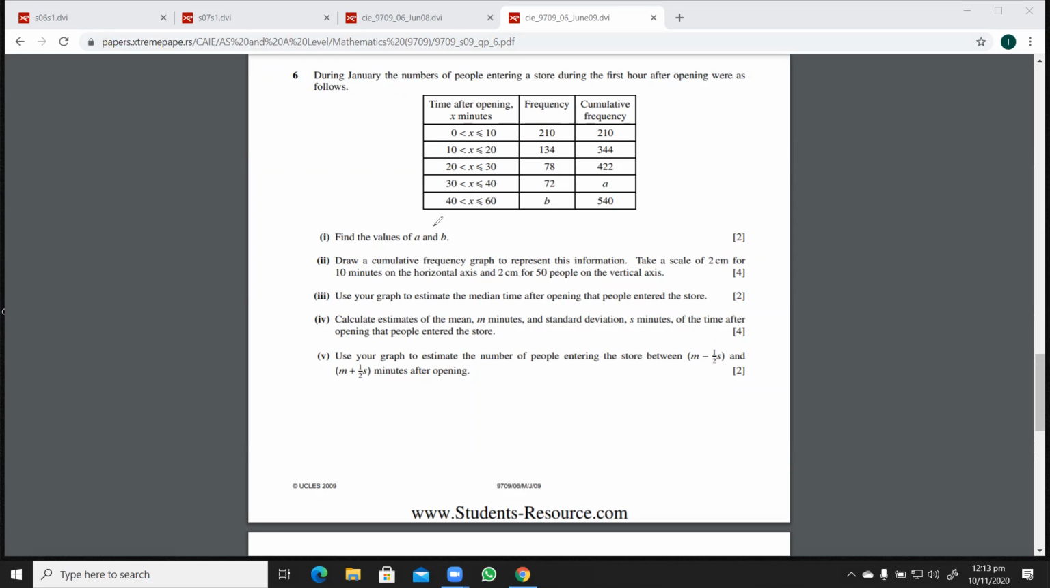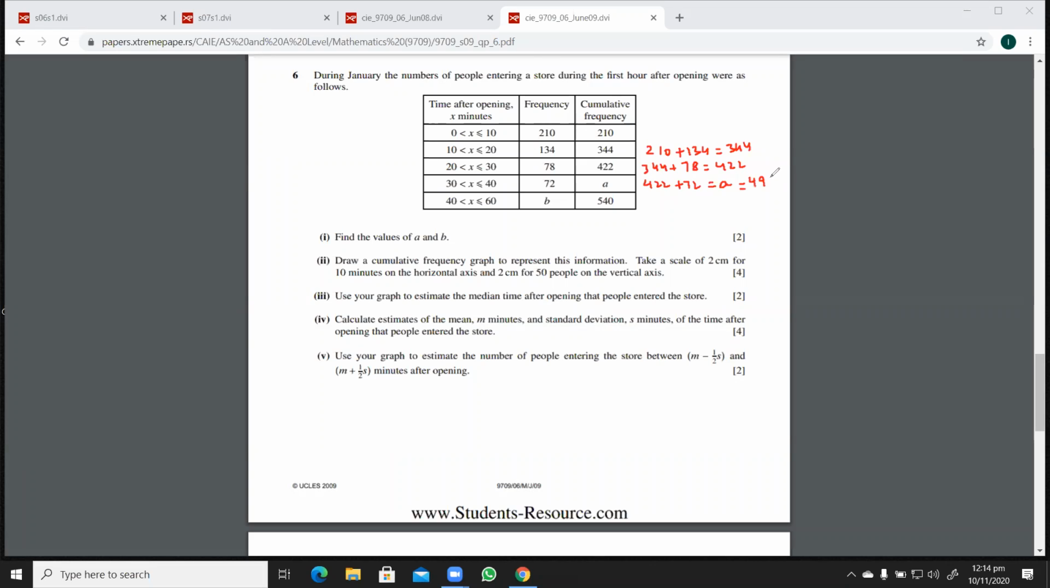So you see that this is 210, this is going to be 210 plus 134. That is equal to 344. And then this one is 344 plus 78, that is going to be 422. And this one is going to be 422 plus 72, that is equal to A. So what is this A? That's it. 494.